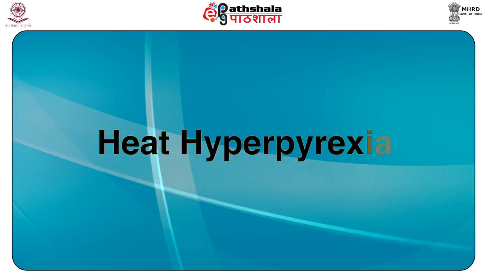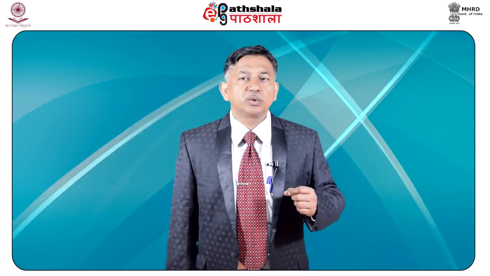The second condition is heat hyperpyrexia. Some confuse hyperpyrexia with heat stroke, but both are different entities. Heat hyperpyrexia occurs because of malfunctioning of the thermoregulatory center, and not failure, in which the body temperature exceeds 41 degrees centigrade, that is 106 degrees Fahrenheit.